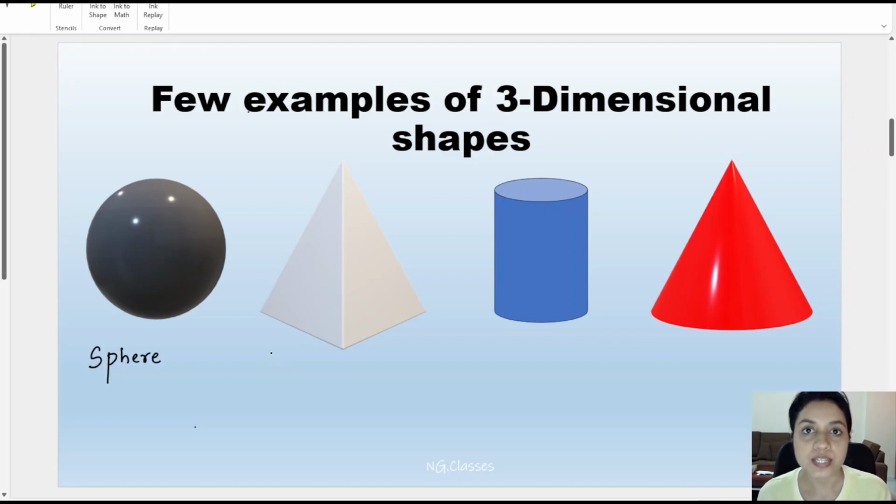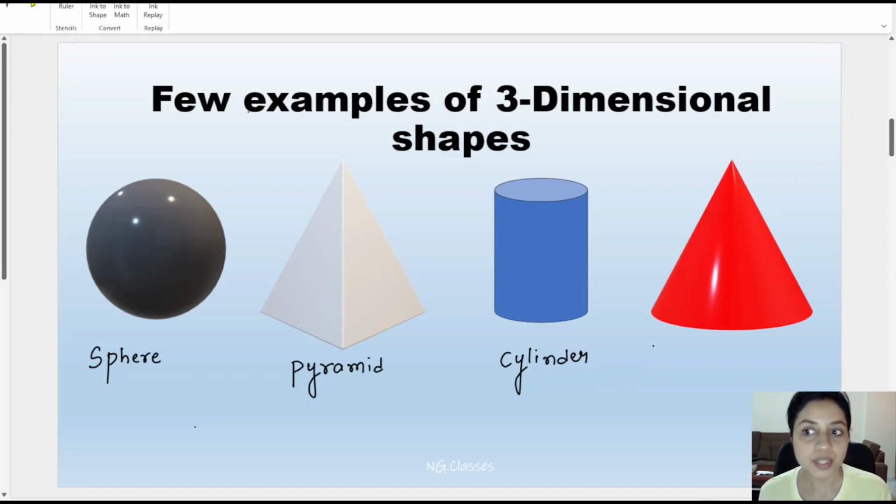Now let's move to the second figure. Here the second figure, it's a pyramid, right? And this is also a three-dimensional shape. Let's identify the next figure. The next figure is a cylindrical shape, and the name of this three-dimensional shape is cylinder. We have so many examples of cylindrical shapes all around us. Our gas cylinder is in cylindrical shape, and our water bottle is in the shape of a cylinder, etc.